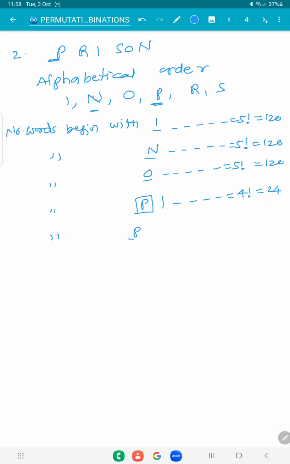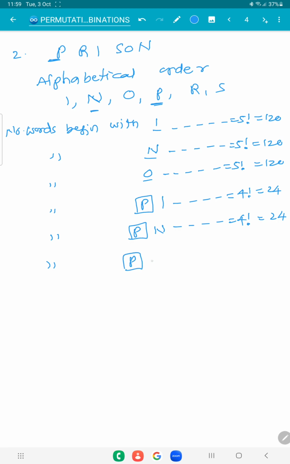Number of words that begin with P is locked. After that, P, N is there. After I we have N only, right? 1, 2, 3, 4. That is equal to 4 factorial. That is 24. After the words are done with PN, we have PO.